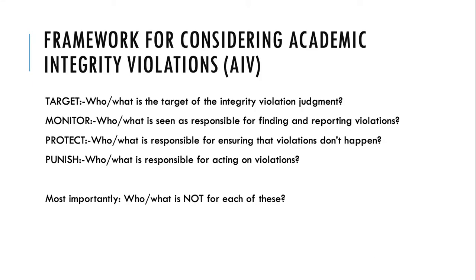So I would propose this as a basic framework that we can use to consider academic integrity violations. All these things that I've been talking about, whenever you're thinking about a violation of academic integrity, anytime somebody talks about cheating, anytime somebody talks about plagiarism, etc., I'd like you to consider four big things. The first is target. When we talk about this particular action, who's the target of this particular judgment? Whenever I say plagiarism, who are we targeting with this idea of plagiarism? Who does it? What exactly are we talking about here?